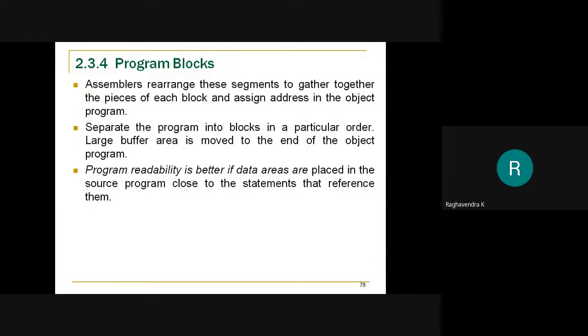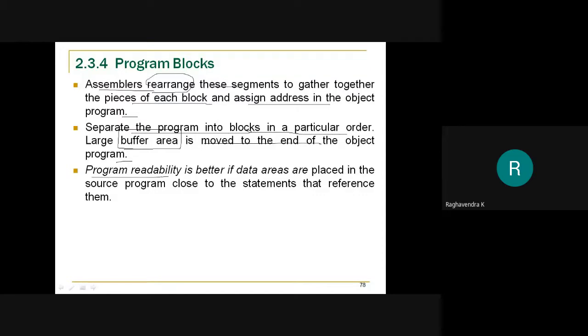How the assembler handles this is that it rearranges these segments to gather together the pieces of each block and assign addresses in the object program. We'll see that in an example. So we separate the program into blocks in a particular order: the larger buffer area in the program is moved to the end of the program.